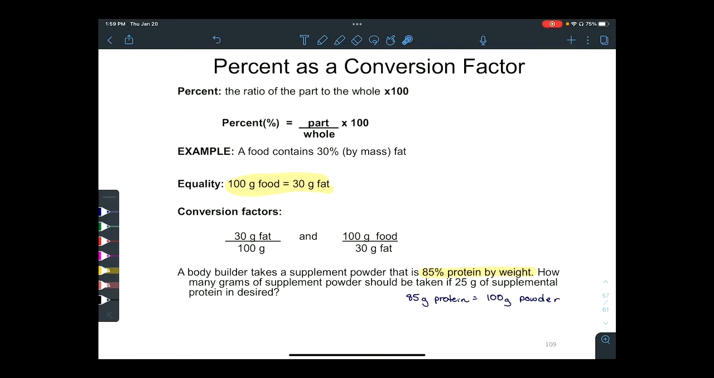Oftentimes when I think about percentages, I turn them into actual quantities instead to help me with it. So let's look at this example here. Once we have this equality, then we can use the conversion factors to get what we want.